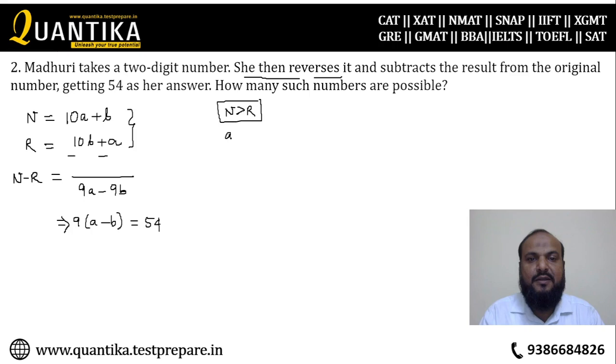and a is more than b. These two understandings are coming right at the beginning of reading the question. Now 9 times (a minus b) is equal to 54. So a minus b is equal to 54 by 9, which is 6. Taking the clue, we can say that a is equal to b plus 6.